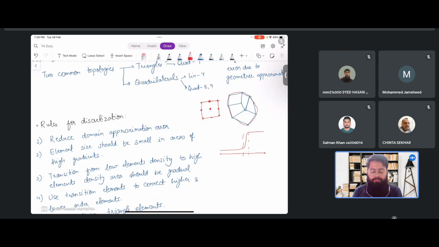Also, this transition from low density element area to high density element area should also be gradual. Otherwise, sudden jumps will give some errors.